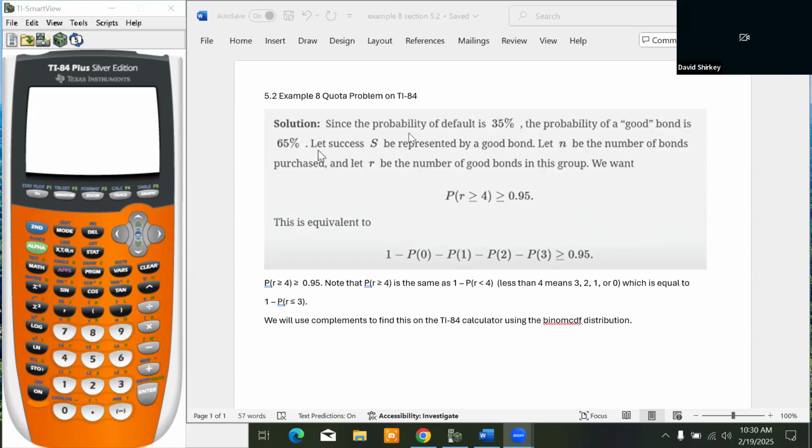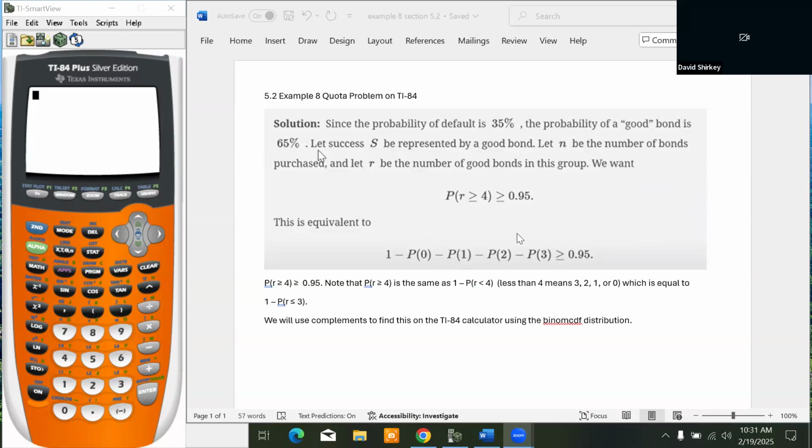This is just a pic I took of right underneath where they started the problem out. So the probability of default is 35%. The probability of a good bond, which is what we're looking for, is 65%. And you can see that originally what we're looking at is the probability that R, your number of successes, is greater than or equal to 4 is greater than or equal to 0.95.